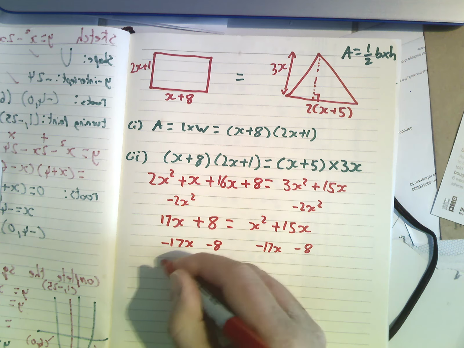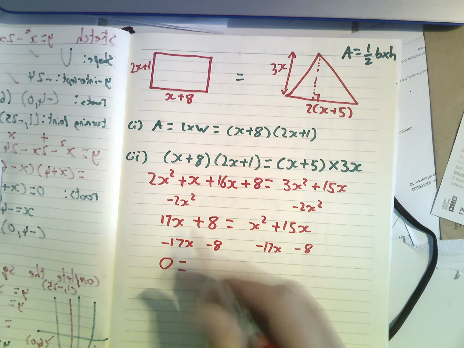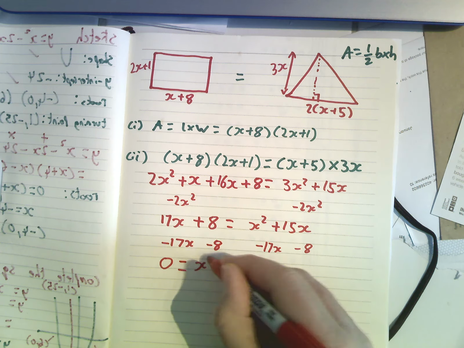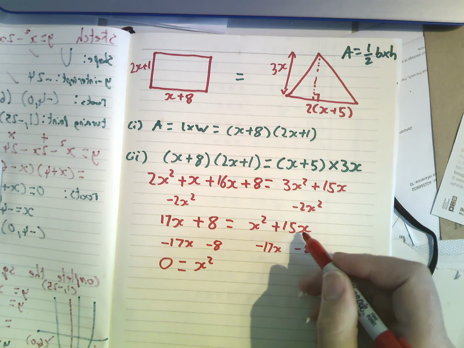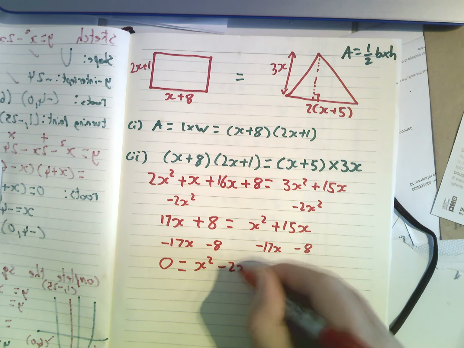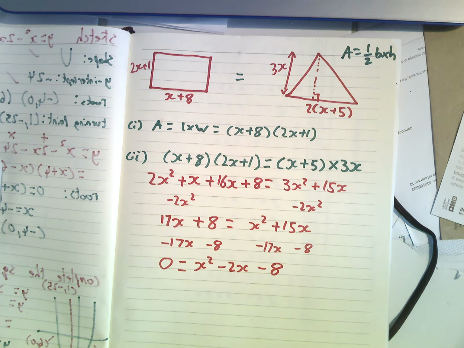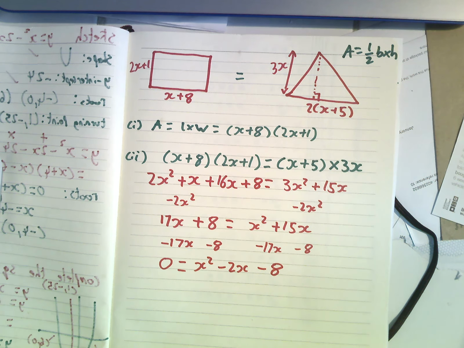So what that's going to leave me with is 0 is equal to, so this side's just 0 now, x squared has not been changed, 15x take 17x is minus 2x, and then minus 8. Okay, so that's part 2 of the question.